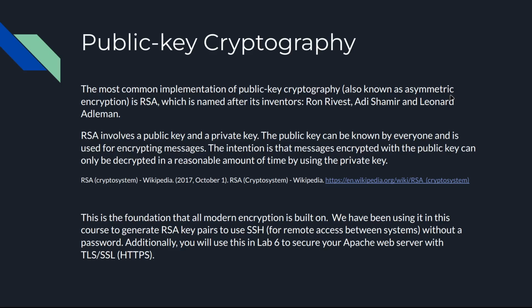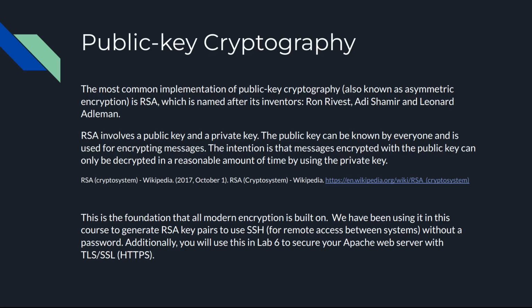So public key cryptography. Something you've probably heard of before. Paired key encryption. It's also known as asymmetric encryption. The most common implementation of which is RSA, which is named after its inventors Ron Rivest, Adi Shamir, and Leonard Adleman. RSA has been around for a very, very long time, since the 70s, but it lays the foundation for all modern encryption, and we still use it today.